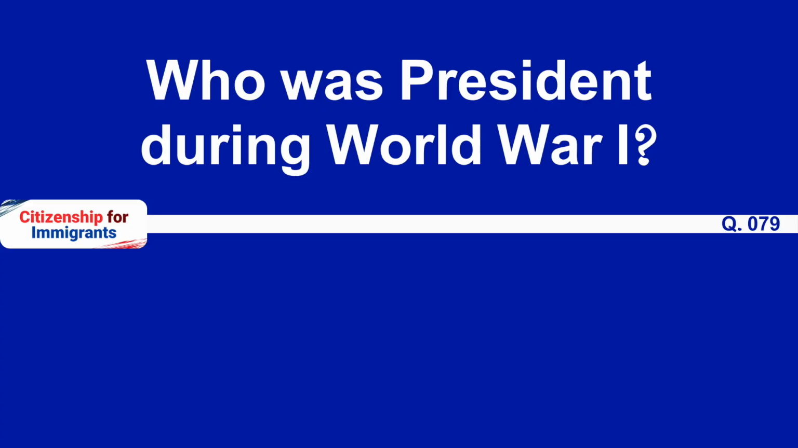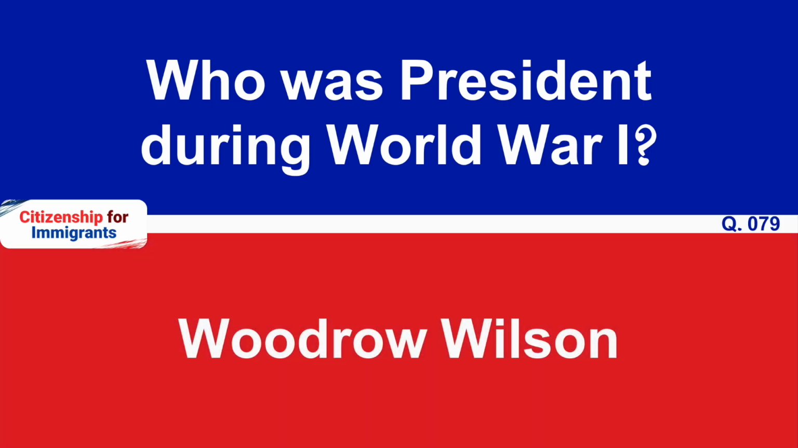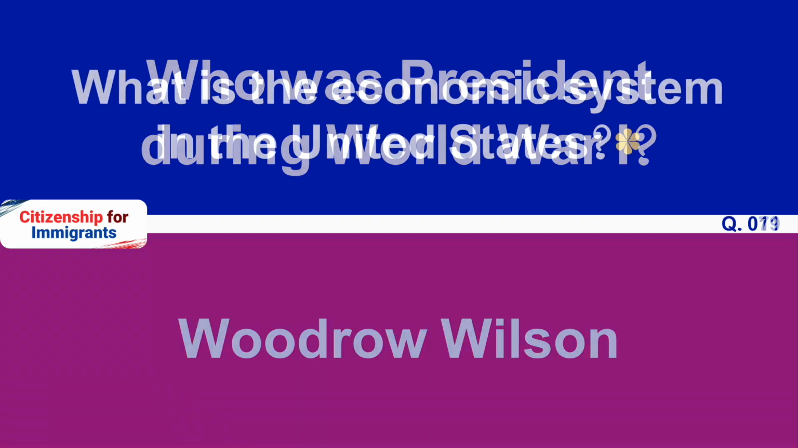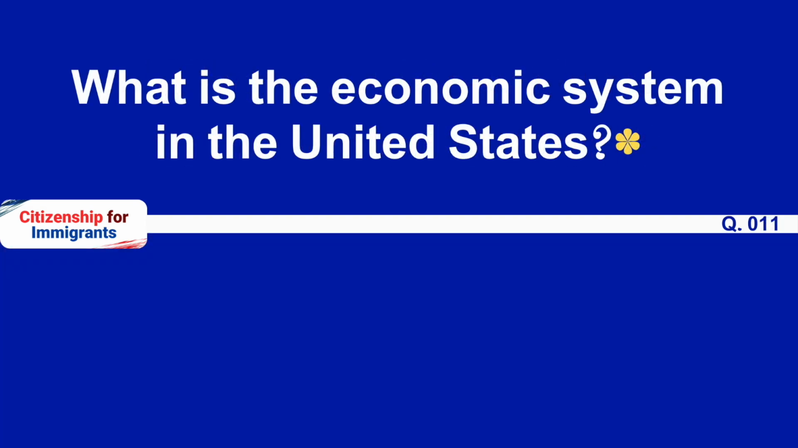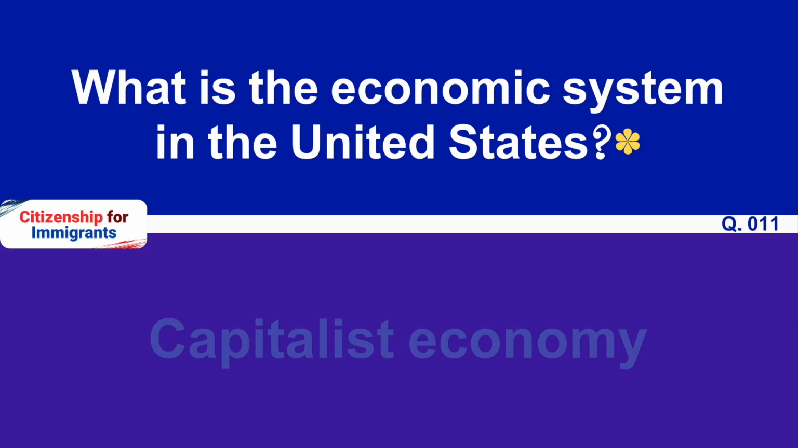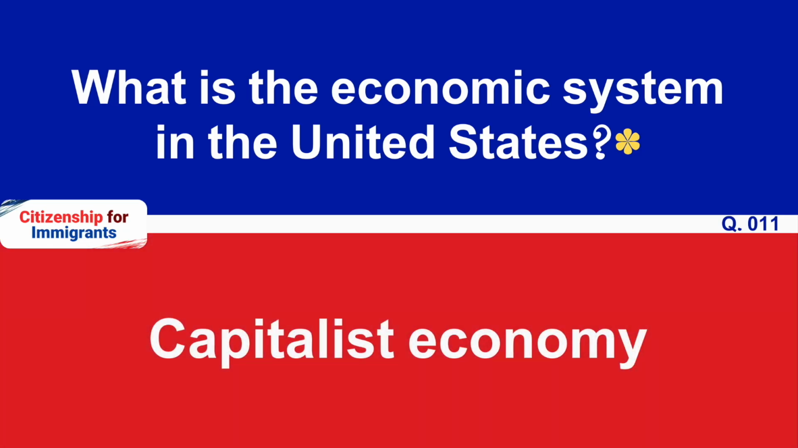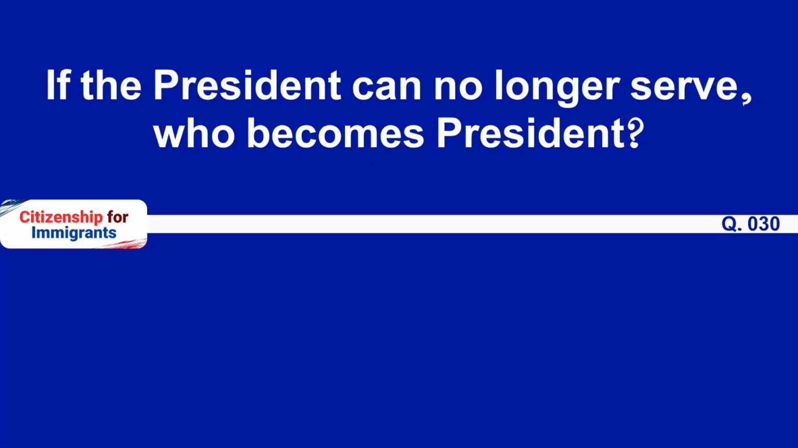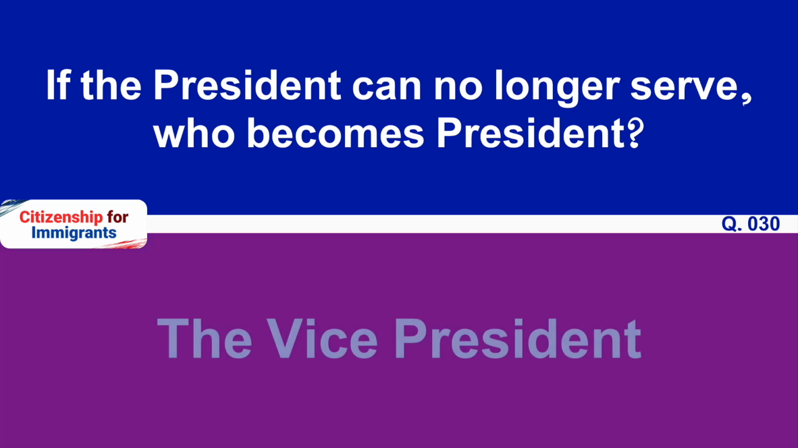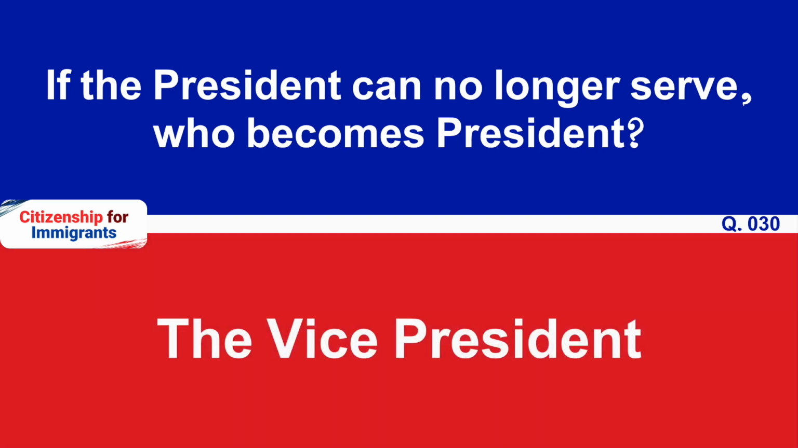Who was president during World War I? Woodrow Wilson. What is the economic system in the United States? Capitalist economy. If the president can no longer serve, who becomes president? The Vice President.